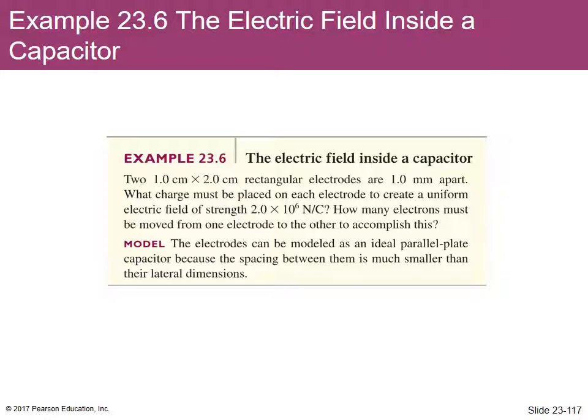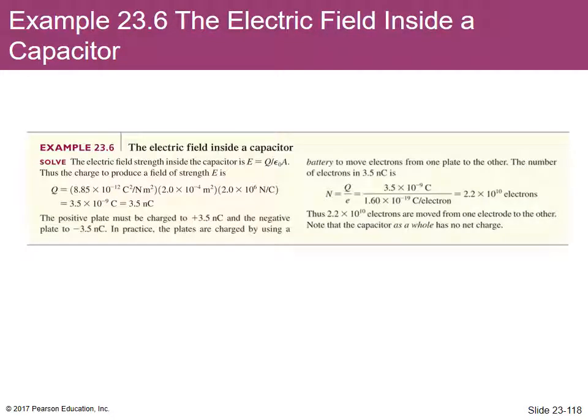The electrodes can be modeled as an ideal parallel plate capacitor because the spacing between them is much smaller than their lateral dimensions. The electric field strength inside the capacitor is Q over epsilon naught A. Thus, the charge to produce a field strength of 2 times 10 to the 6 newtons per coulomb must be 3.5 nanocoulombs. This yields 2.2 times 10 to the 10 electrons.